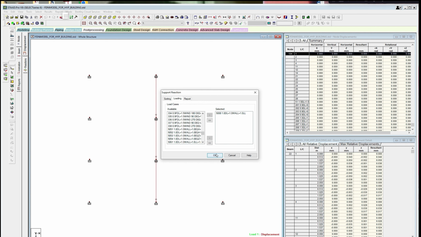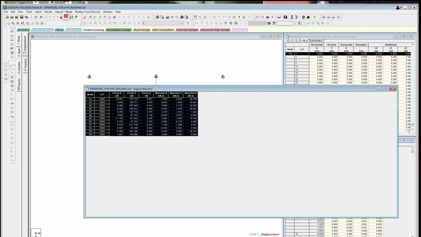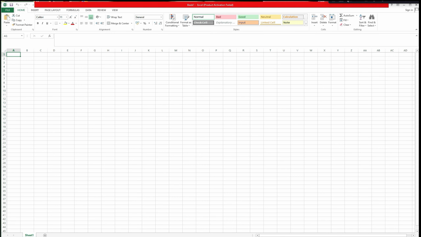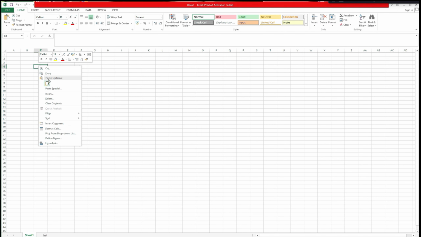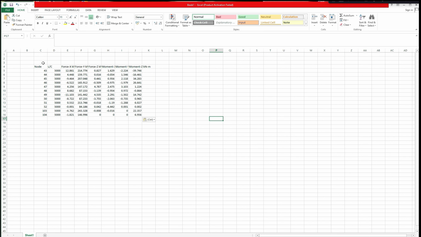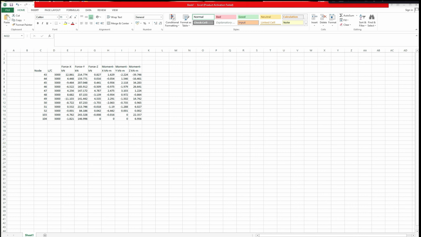Note that for design of foundation, we have to always consider a load factor of 1. So the foundation size is being decided on the basis of load factor 1. This is our load case for gravity load. We shall paste this on an Excel file and let us wrap this: format cell, alignment, wrap text. Now the next case will be our lateral cases.